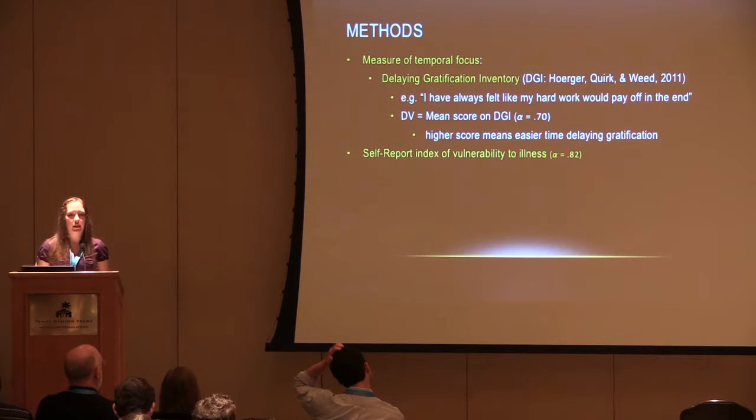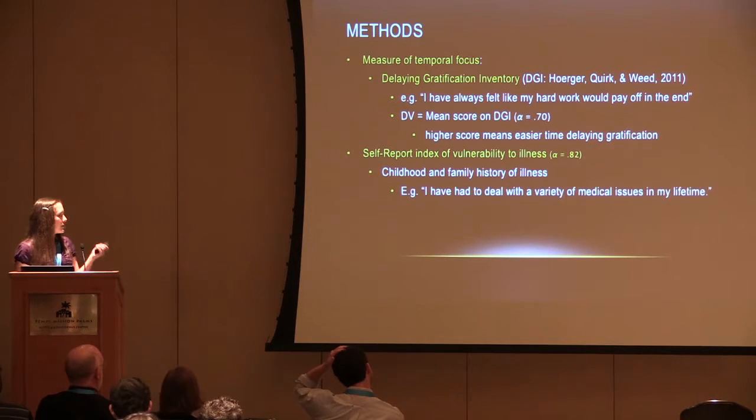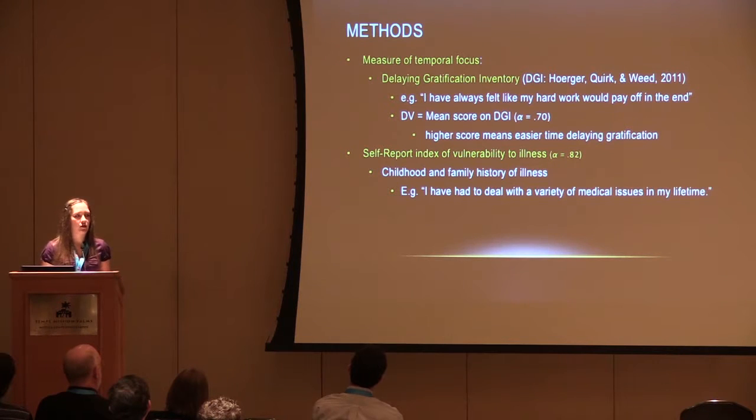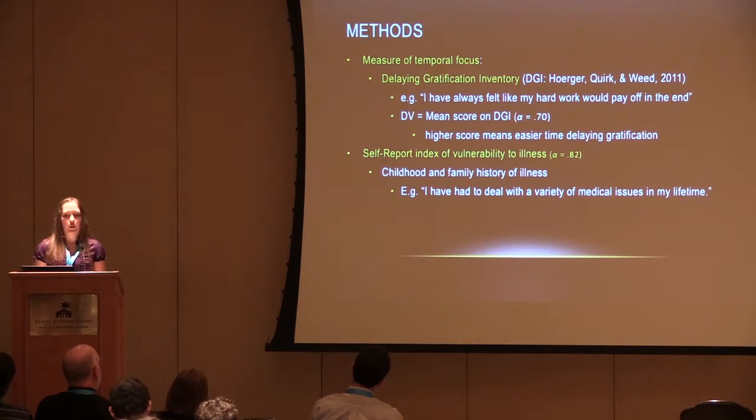So for vulnerability to illness, we took a self-report measure of somebody's developmental and familial illness. So we asked them questions like, I've had to deal with a variety of medical issues in my lifetime. We had a reverse scored question that said, people in my family tend to live long and healthy lives. And so what we did was we formed a composite of their answers in which a higher score was indicative of having a poorer immune system and being more vulnerable to infection.